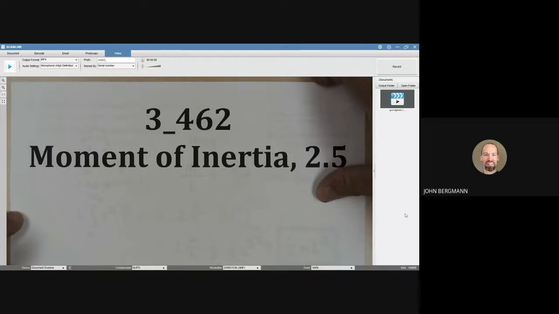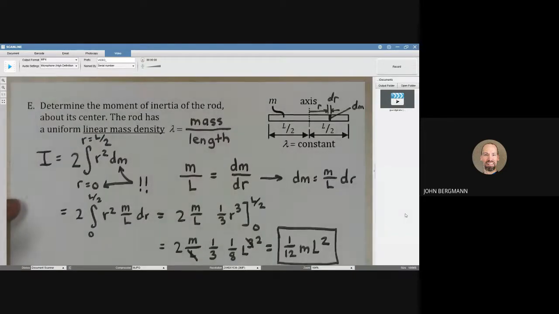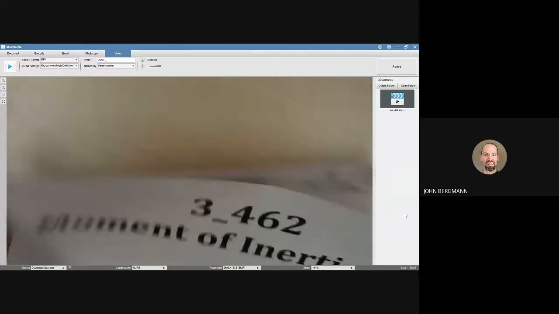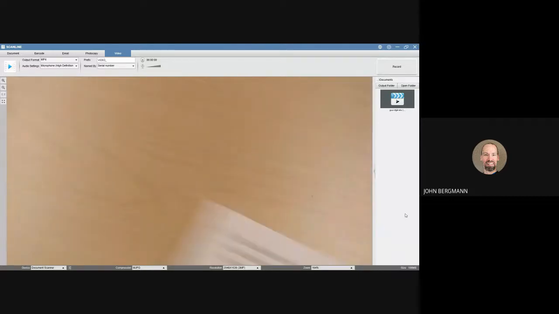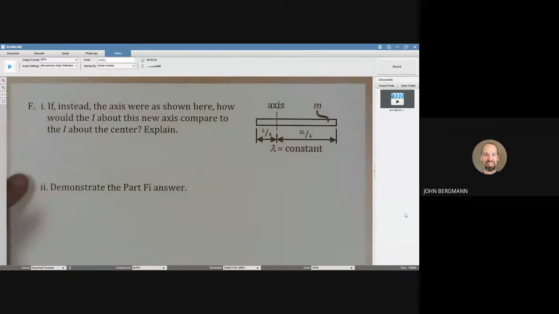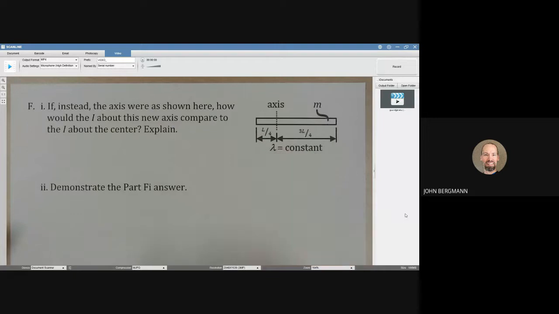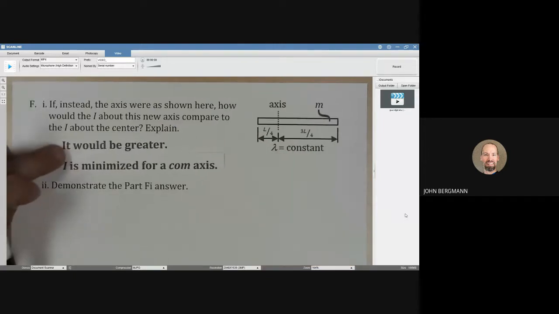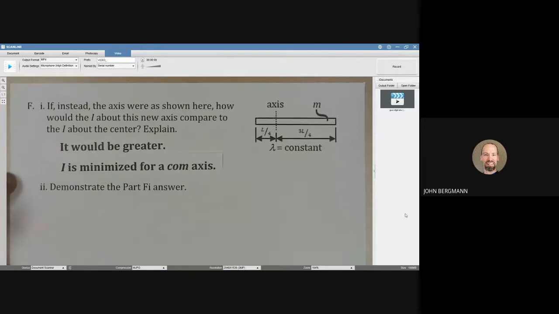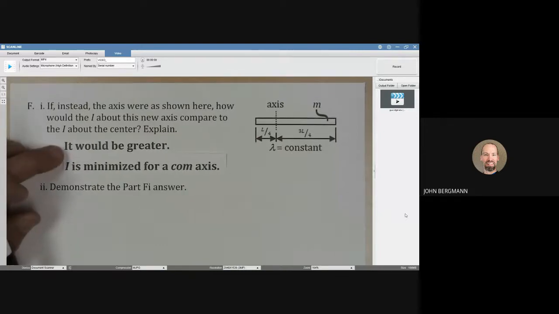The video before this one was where we went through finding the moment of inertia of a uniform rod about its central axis, and that turned out to be 1/12 ml squared. In this video, we ask if instead the axis were as shown over here, instead of it being at the center, it's at that location, how would the moment of inertia about this new axis compare to about its center?